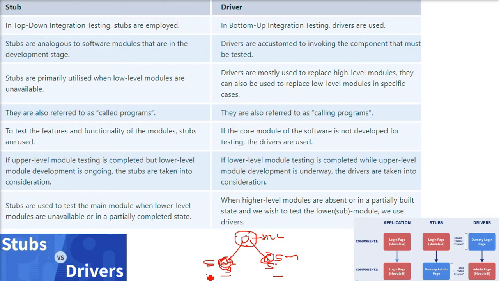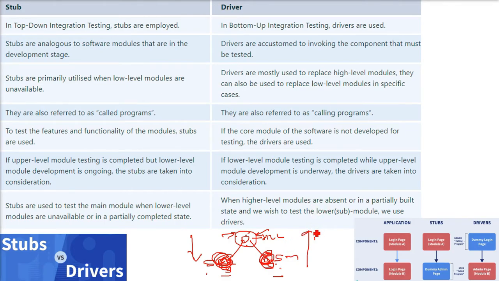Similarly, when the lower modules are ready but the upper module is not ready, the upper module will be called a driver when it is made. So in top-down integration testing, stubs are employed. In bottom-up integration testing, drivers are used, and they are simple code which will be thrown away eventually. We are just mimicking, writing code so that the testing can be done. Stubs are analogous to software modules that are still in development, modules which are not being made.